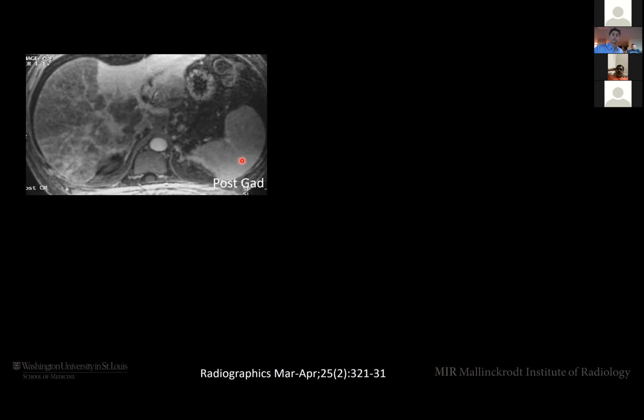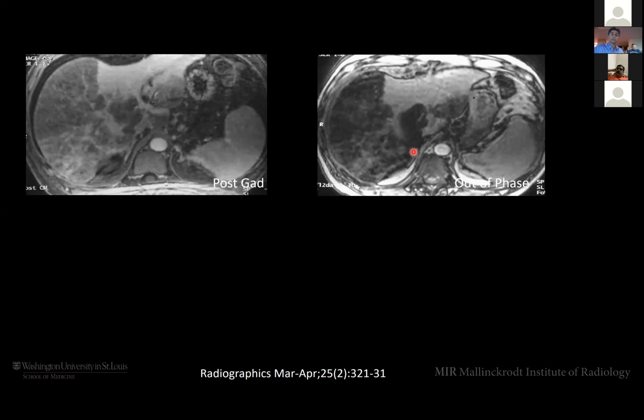Now look at this post-contrast image. You see the entire right hemi liver has this heterogeneous appearance, and it looks like a very ominous lesion that is almost involving one half of the liver. If you start looking carefully, you see the blood vessels are still coursing through this area of abnormality. This patient initially had a CT and came to an MRI with a diagnosis of hepatic infarction.